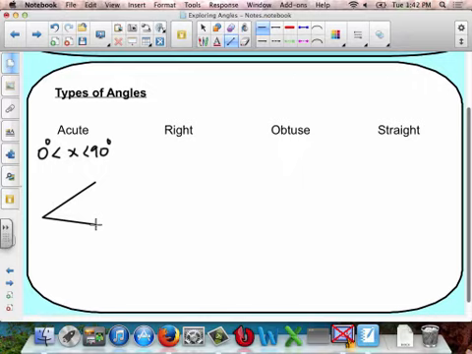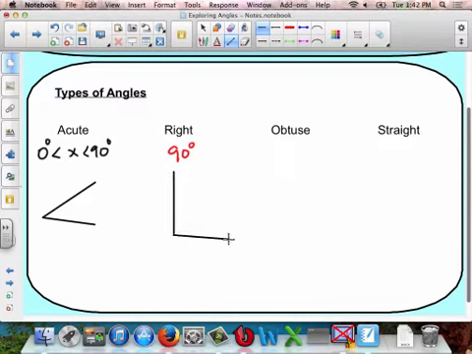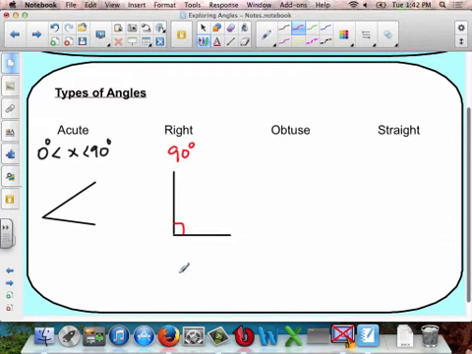Cole, what is a right angle? 90 degrees. A right angle is 90 degrees. All right, Amber, with your arm, show me what a right angle is. Perfect. Straight down, straight across. You guys, a lot of times we'll notate that with a little square in the corner. That's a right angle.